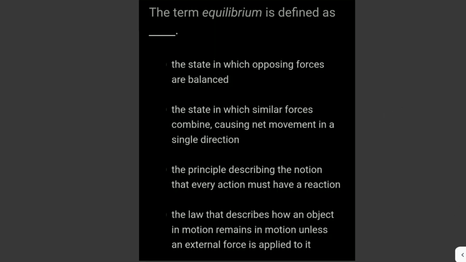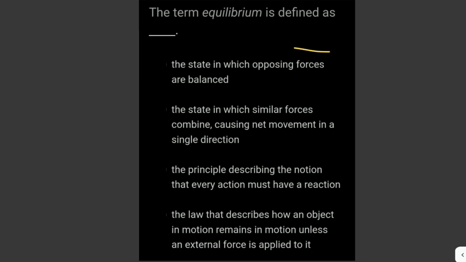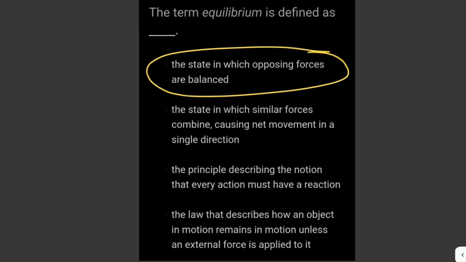The term equilibrium is defined as the state in which opposing forces are balanced. So the answer is this one, the first option. Equilibrium describes a state of balance in which opposing forces are acting on a single object without changing its overall motion. Say, for example, a box resting on a table is considered to be in equilibrium since the weight of the box is balanced with the normal force of the table on the box.